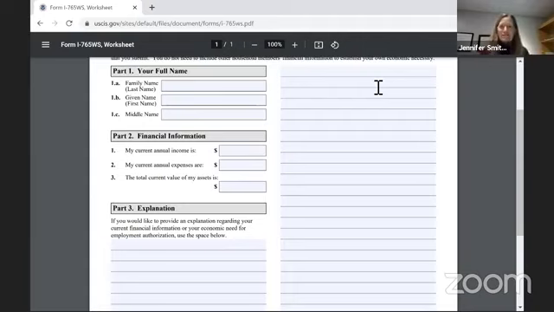Es posible. It's possible the government can lose it, and you want to have proof that you sent it, and you want to have proof of what specifically you sent. That's why I tell you to make a copy.